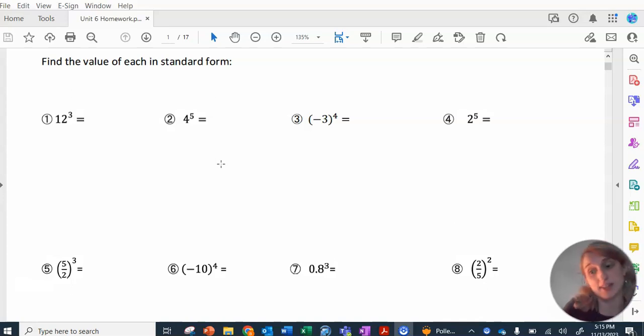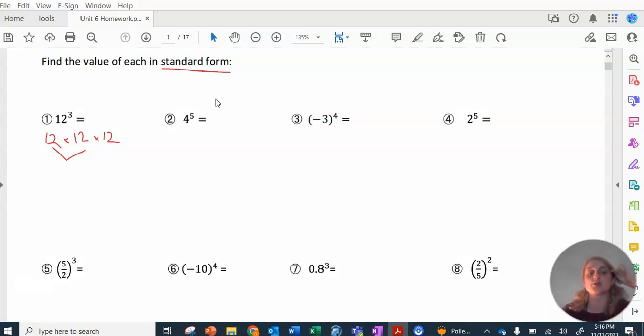If you just write me an answer, then I know you did not do this for real. You just Googled it. So I need to actually see the work and then the answer, which is what standard form means. So 12 to the power of 3 means 12 times 12 times 12. So I need to see your work showing me, oh, 12 times 12, not 24. It's really tempting for a lot of you to write the times symbol and then, oopsie, accidentally add. 12 times 12 is 144.